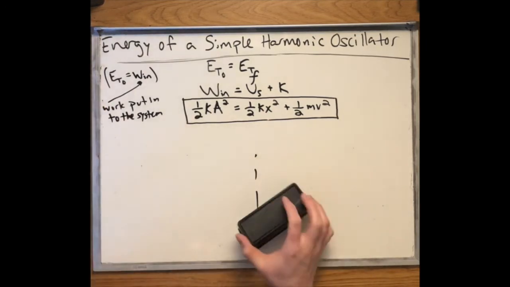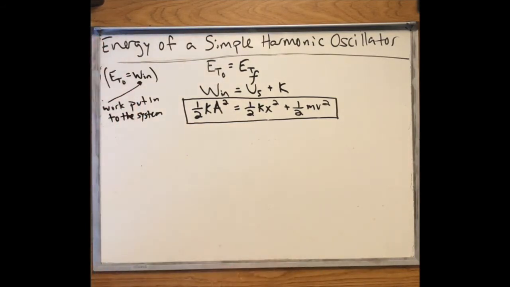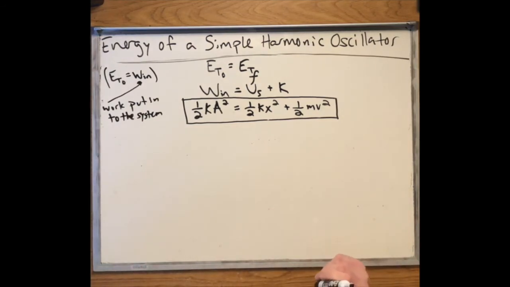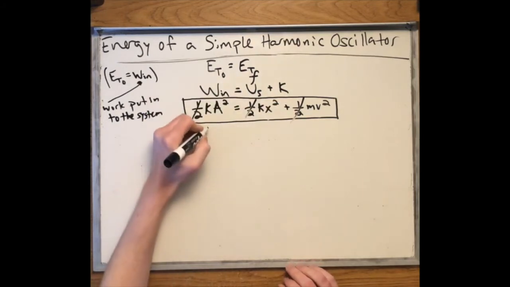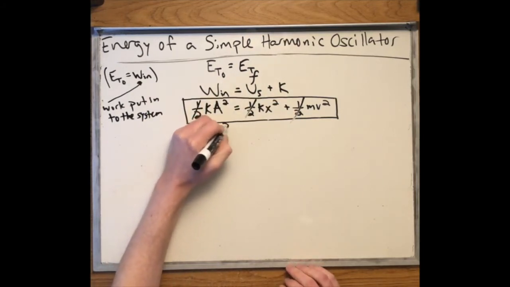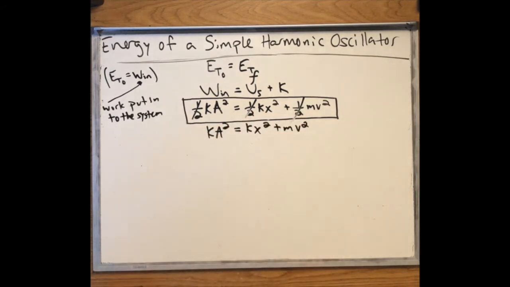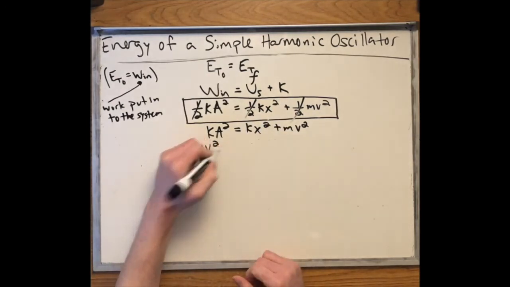So we're going to go ahead and solve this for the speed, because as we mentioned, the speed is a function of the position. The first thing I'm going to want to do when solving this for the speed, just to make things easier, is get rid of these halves. And so I have ka squared equals kx squared plus mv squared. And if I want to solve this for v, I want to leave that on the left-hand side just for my own sanity.